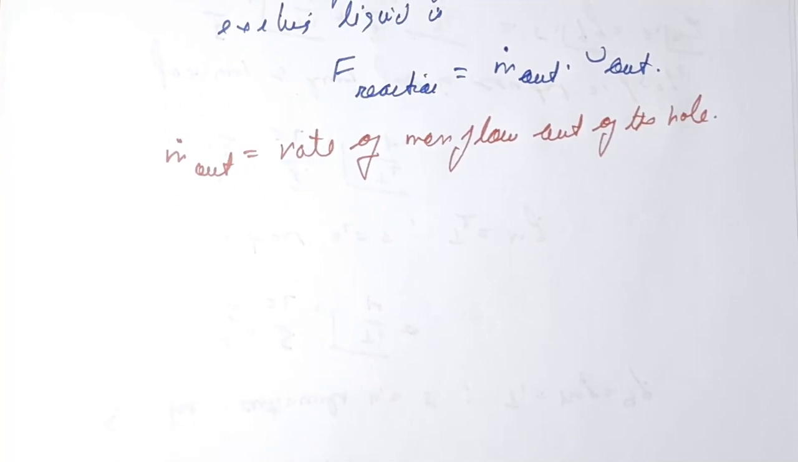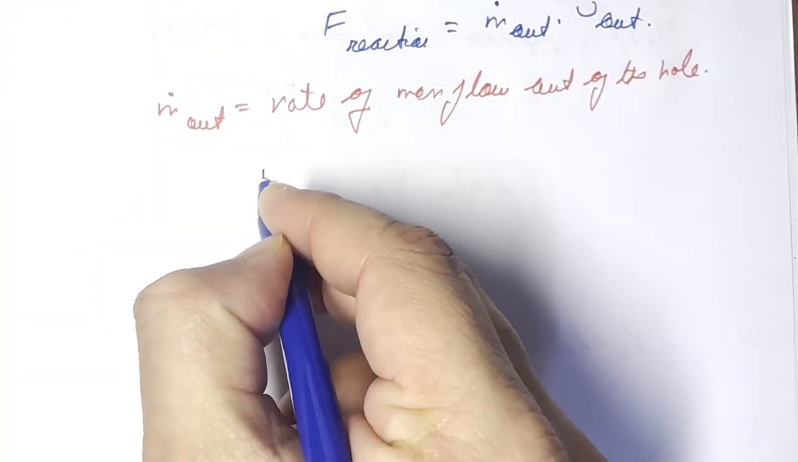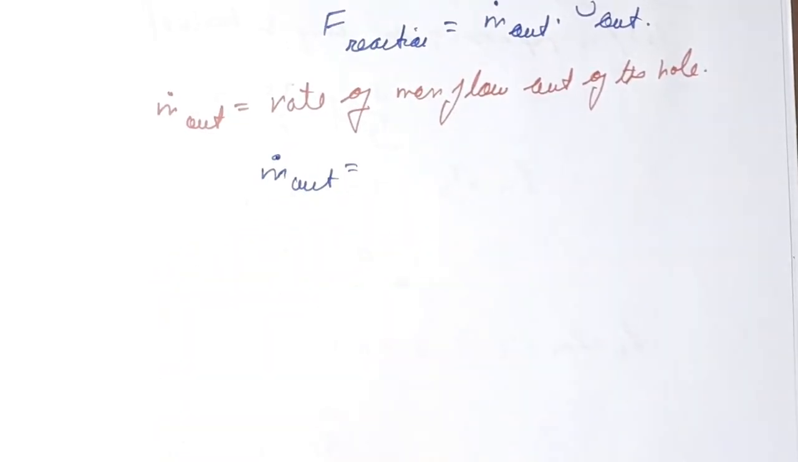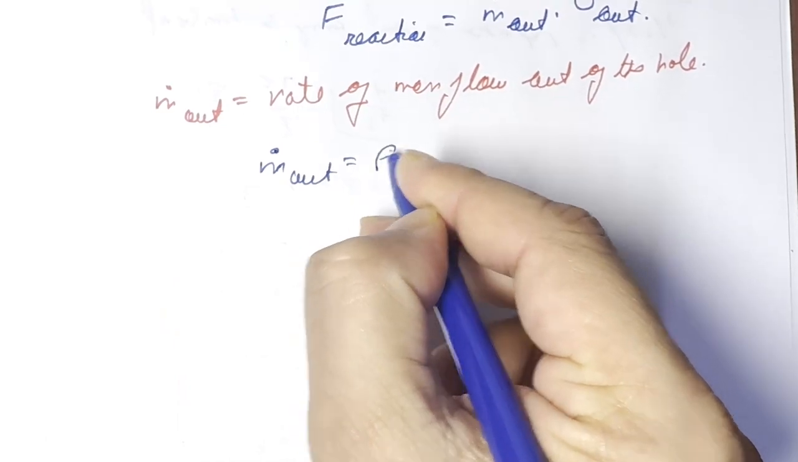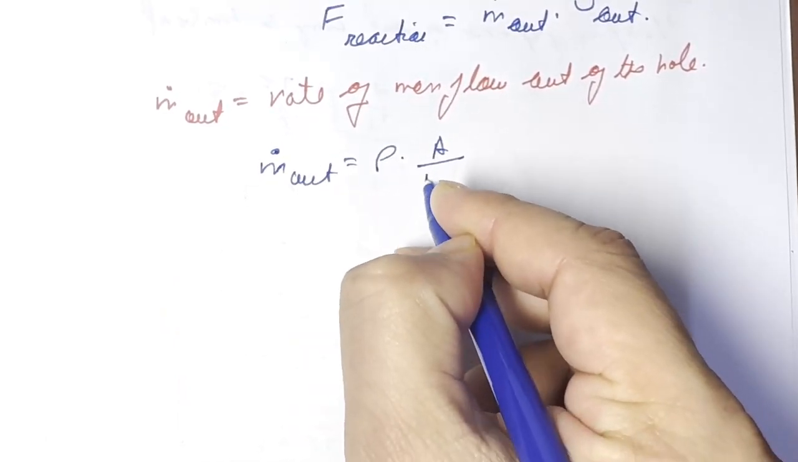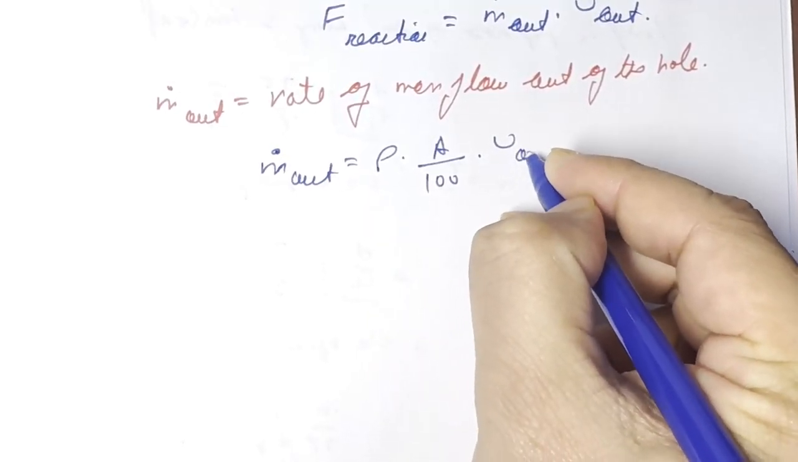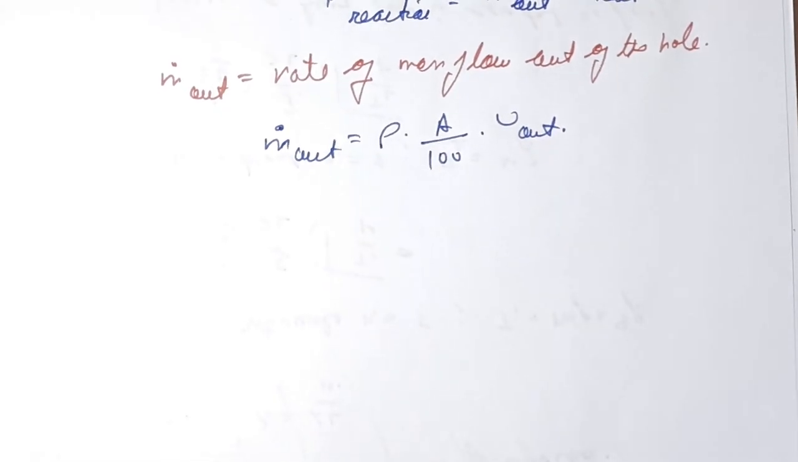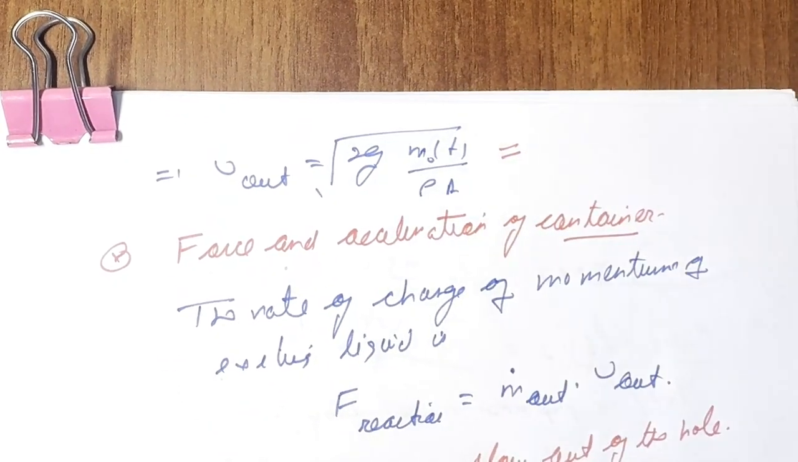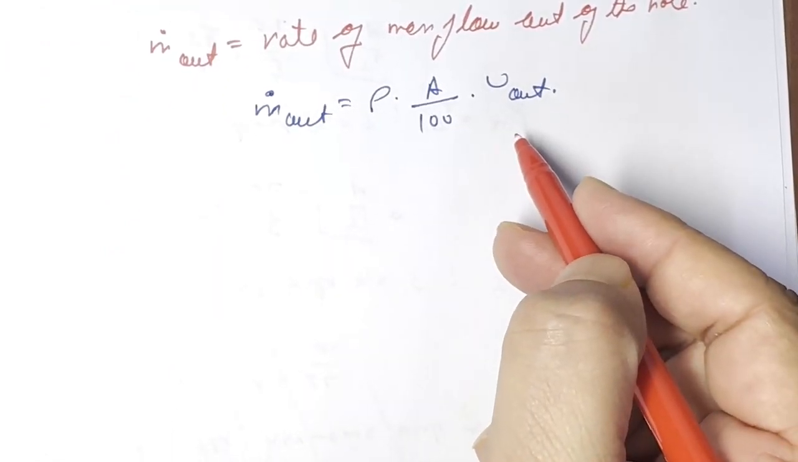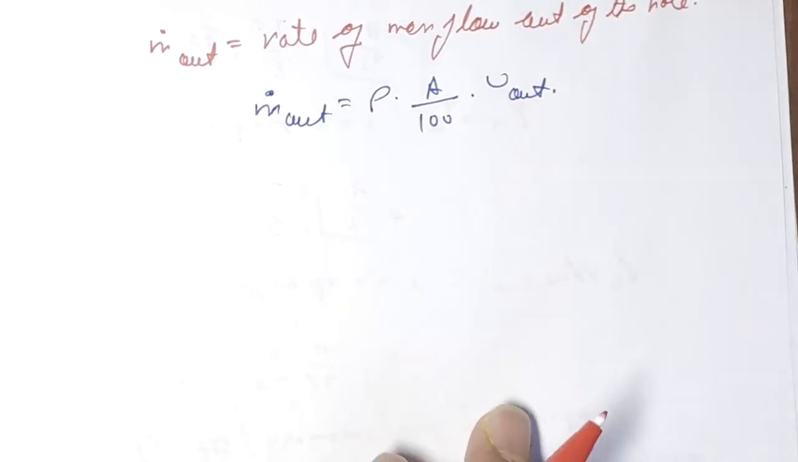And we can find out the first derivative will be equal to rho multiplied by the area of the hole and multiplied by the velocity with which it is coming out, that is V out. And we already know the formula for V out, we just found it, so we can just substitute here.